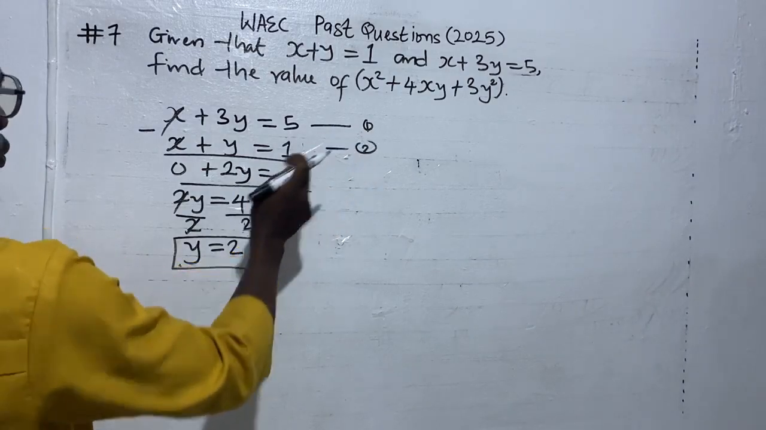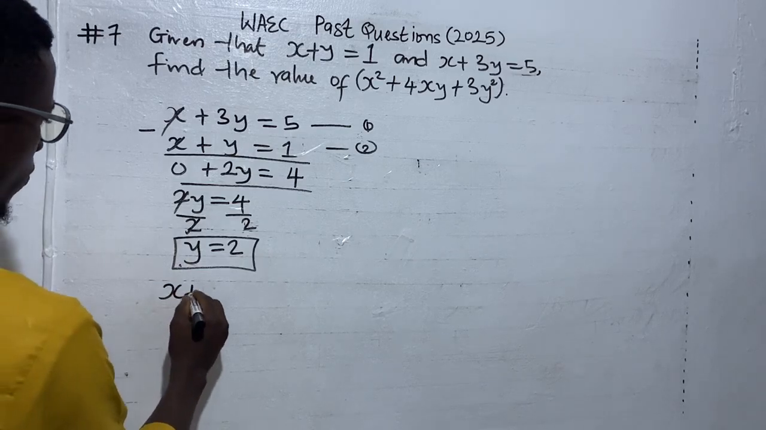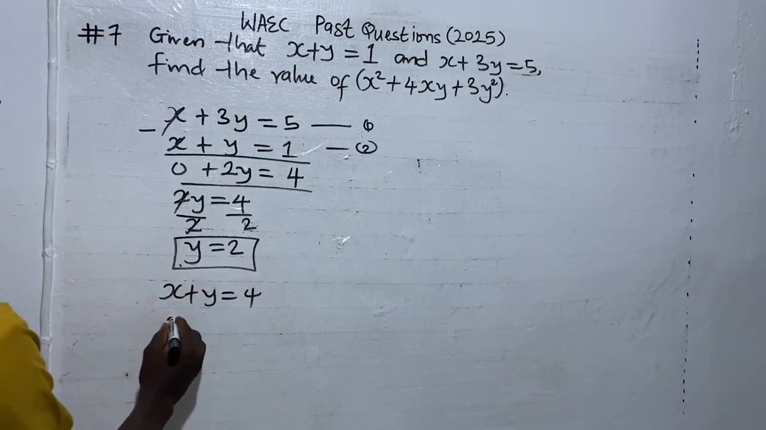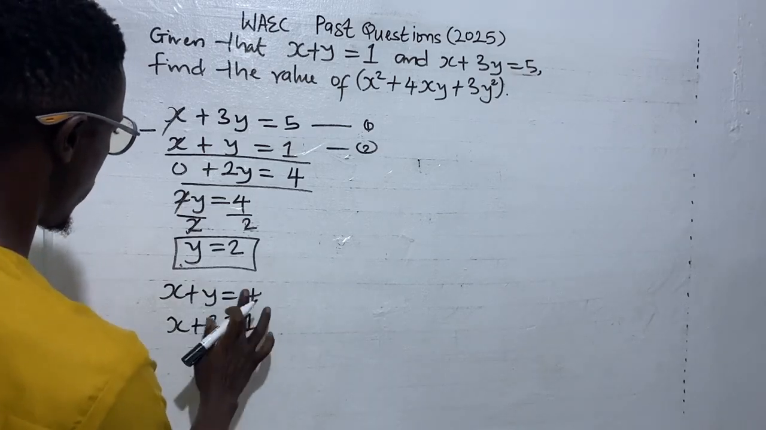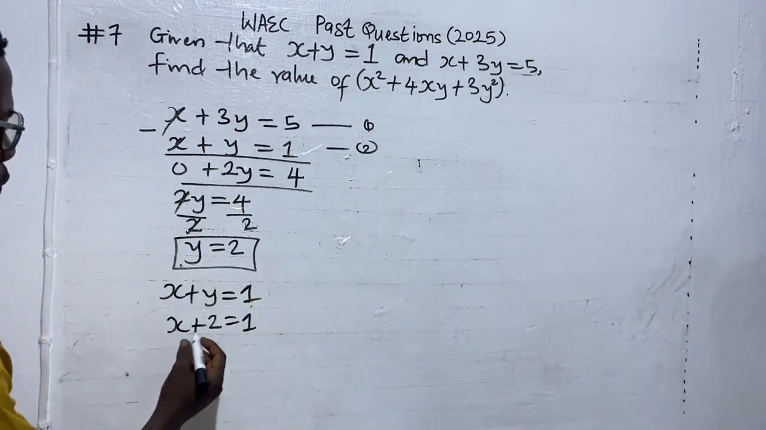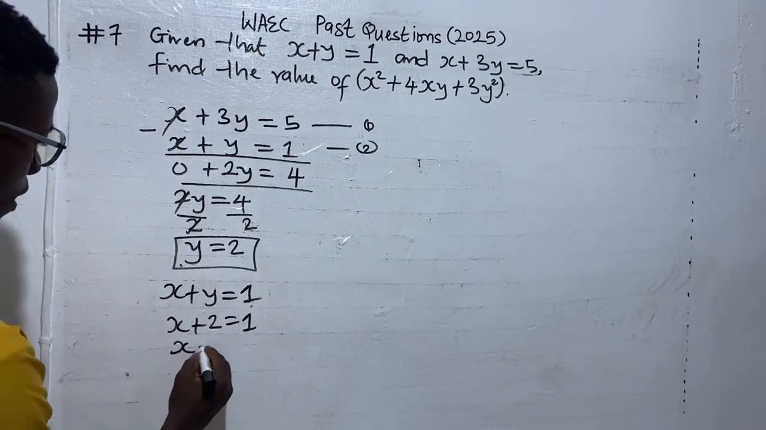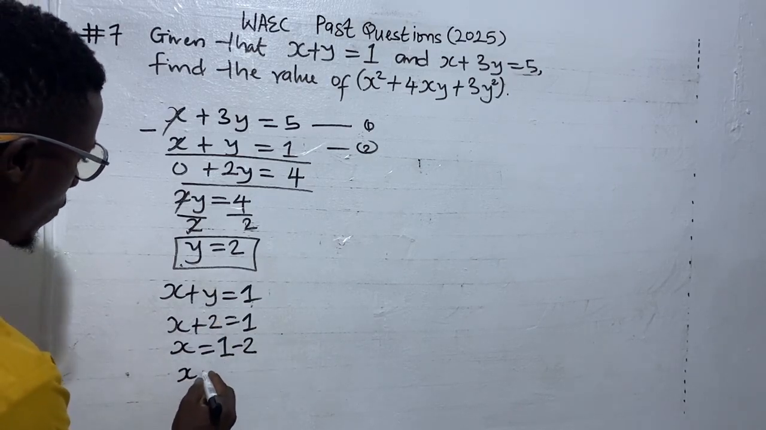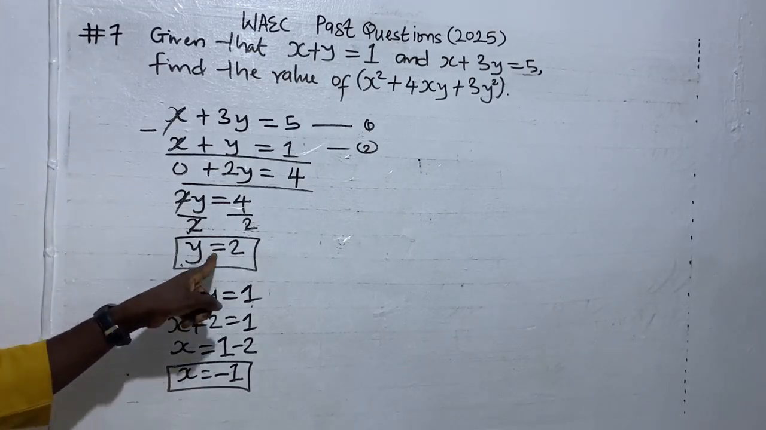So let's substitute into equation 1. Then we have what? We have x plus y equals 1, now we are putting 2 in place of y. Then we have x plus 2 equals 1. So we could collect like terms, push 2 to the other side, then we have what? x equals what? 1 minus 2, and x gives us what? Minus 1. That's simple. So now we've gotten x and y.